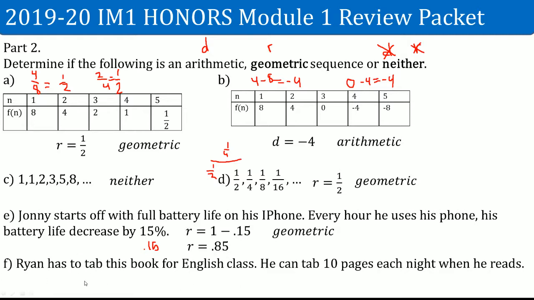Next one, Ryan has to tab his book for English class. He can tab 10 pages each night when he reads. So in this case, the common difference would be 10 because you're adding 10 pages every single day. The fact that there is a common difference, you would say it is arithmetic.